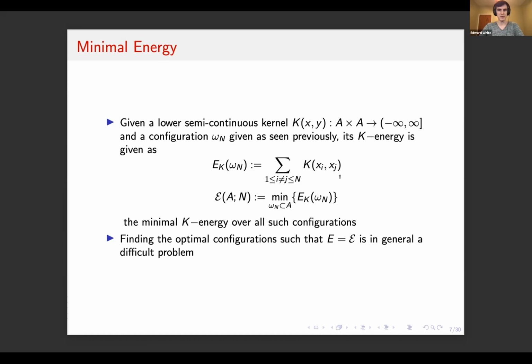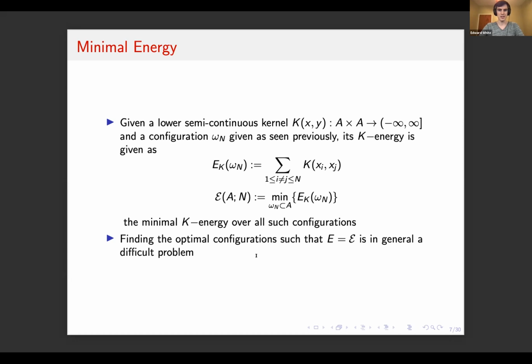An example of a kernel that you could think of would be the inverse distance, so 1 divided by the distance from xi to xj. As xi and xj get closer to each other, that contributes a very large amount to your overall energy. If xi and xj are very far apart, then you're not contributing too much to the overall energy. And then by minimizing over all configurations contained in your set A, you obtain the minimal K energy. Now, it's worth noting that finding the exact optimal configuration that minimizes your energy is in general a difficult problem.